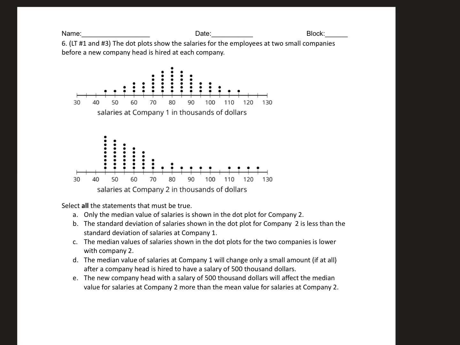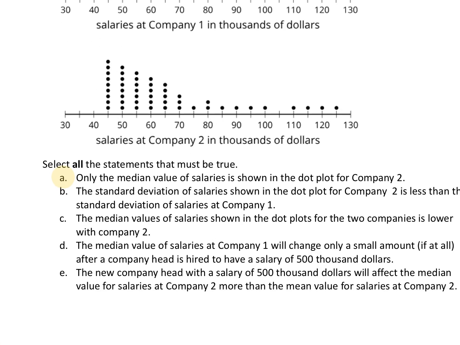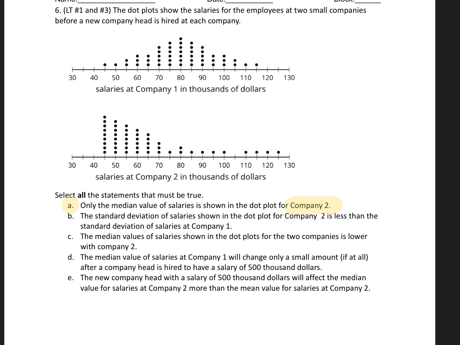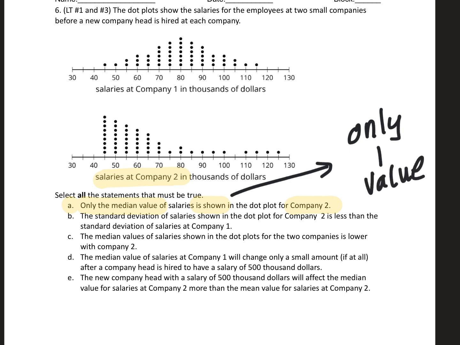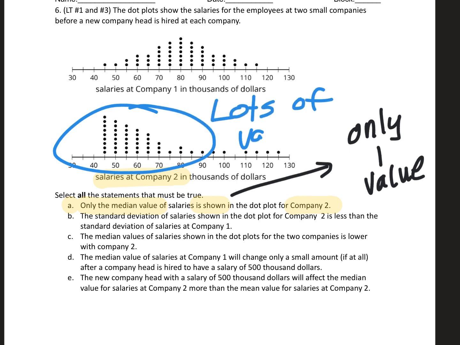Number 6 asks us to select all the answers that must be true. So let's look at A. A says for company 2, only the median value is shown. So that would mean only one value. Well, here we have lots of values. We don't just have the median. So this one is not true.